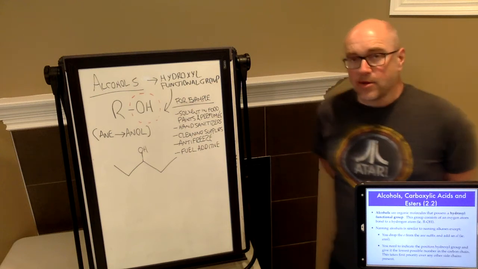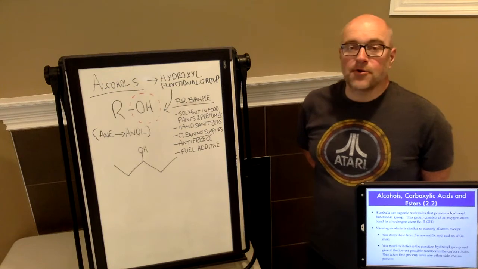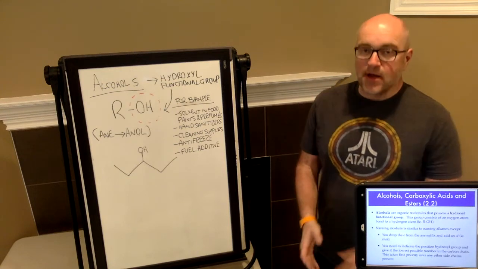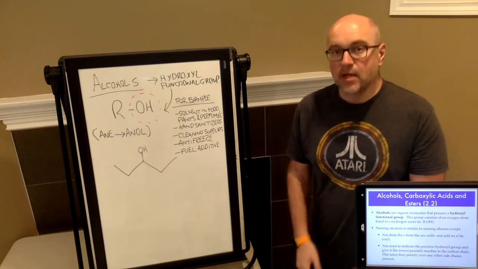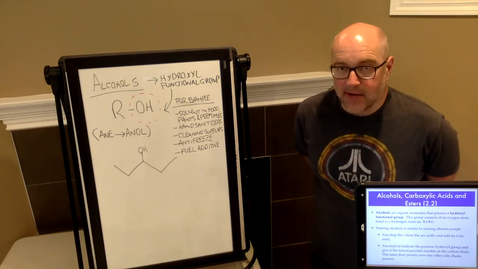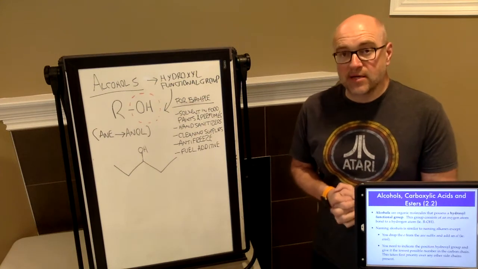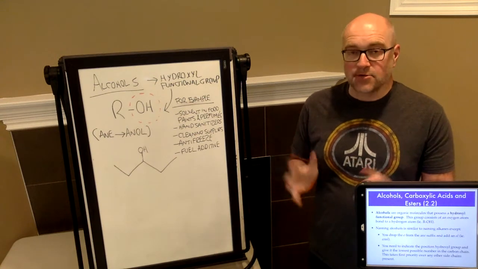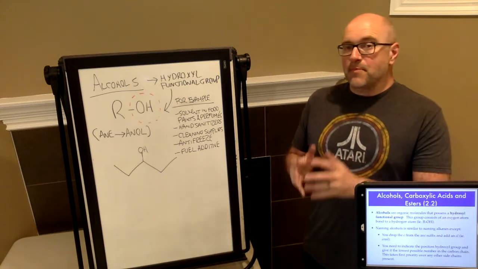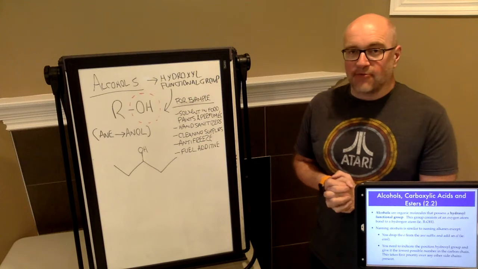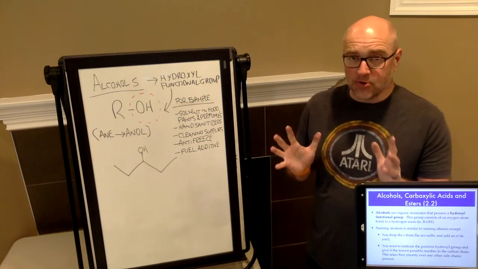Hey Science 30s, and welcome to topic 2.2 of Unit B, alcohols, carboxylic acids, and esters. Over the last couple of videos, we've been discussing organic molecules, organic chemistry. We started with a look at aromatics, which are cyclical hydrocarbons. We then moved on to chained hydrocarbons, which would be your alkanes, alkenes, alkynes. And then we began a discussion in our last video about hydrocarbons that have functional groups on them.